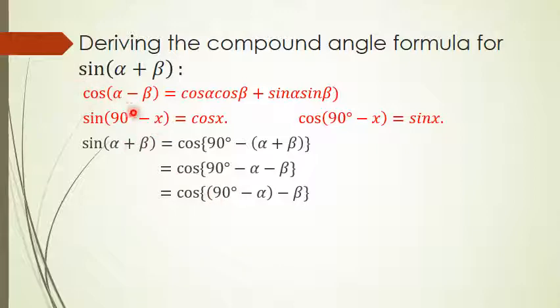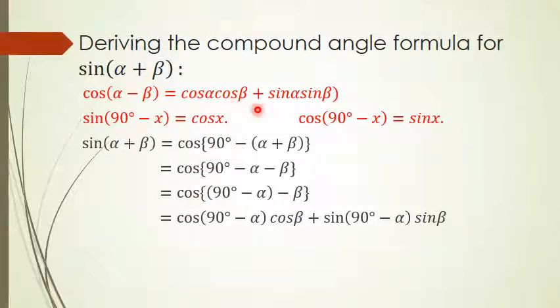So in expanding that using this formula which we have already proved, it simply means that we replace alpha with 90 minus alpha here. So in this formula, replacing alpha with 90 minus alpha, we have cos 90 degrees minus alpha cos beta, and replacing sine alpha with 90 degrees minus alpha, we obtain sine 90 degrees minus alpha sine beta.